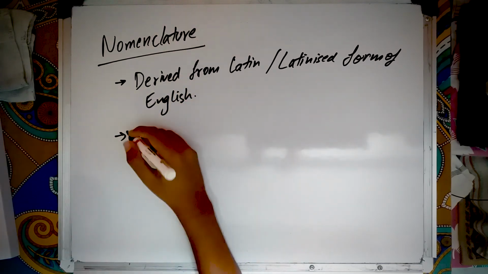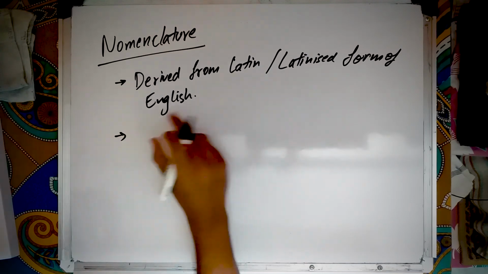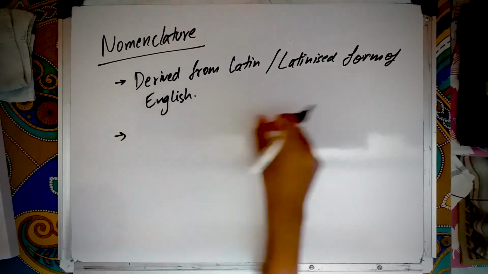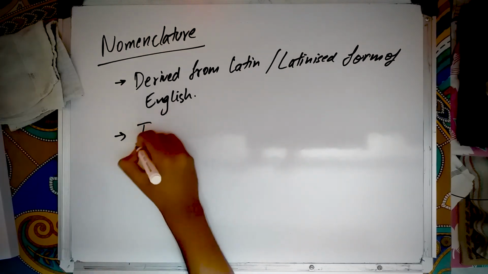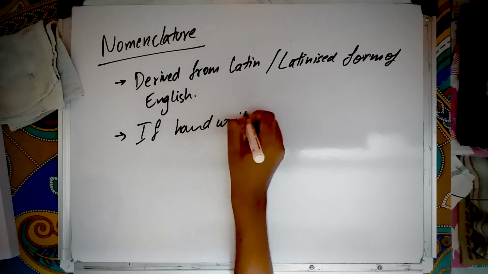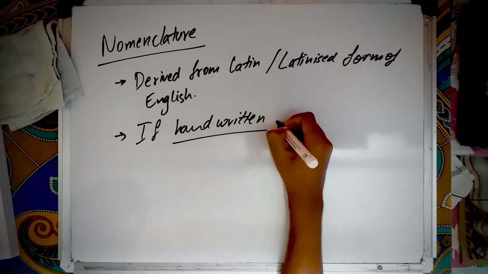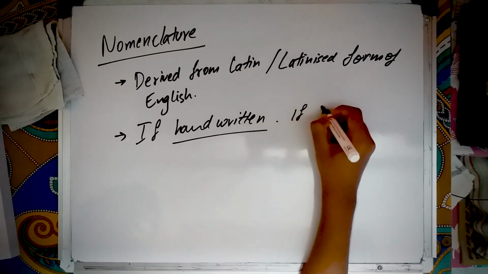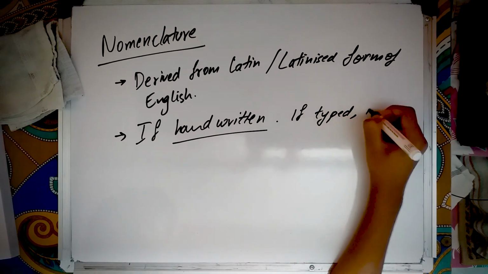If you are writing by hand like I am doing, you must underline it because you can't italicize your writing. If it is typed, you can italicize it. If handwritten, it should be underlined, and if typed, then it should be in italics.